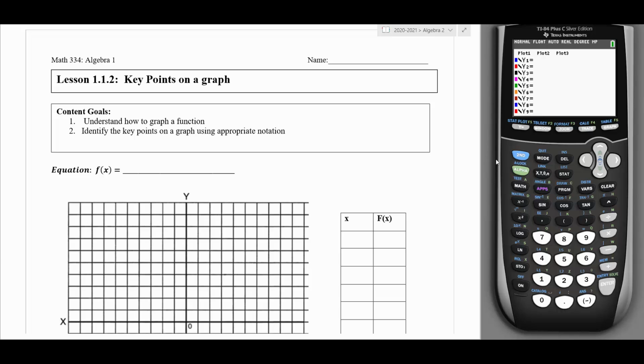Today what we're going to talk about is key points on a graph. So first we want to understand how to graph a function, and then we're going to talk about how to identify the key points on a graph using appropriate notation.